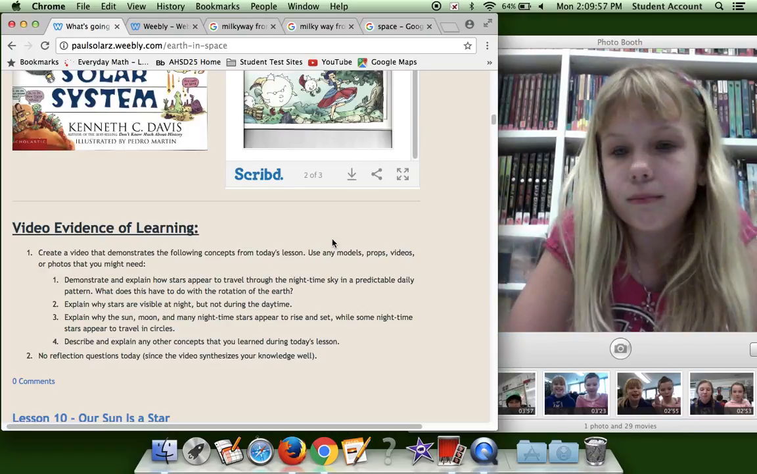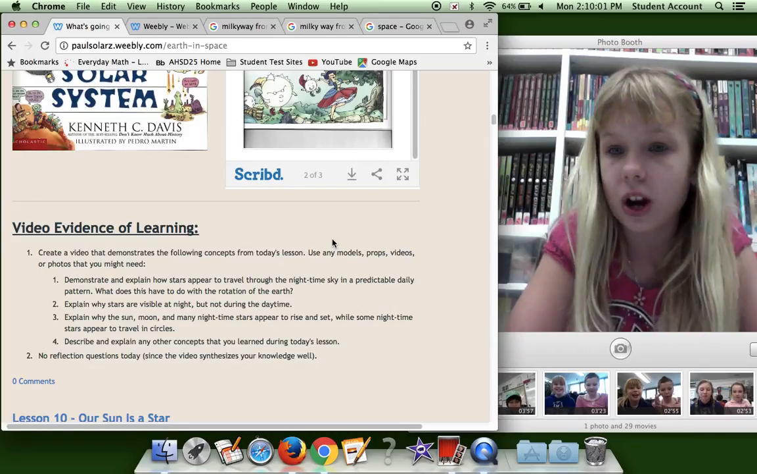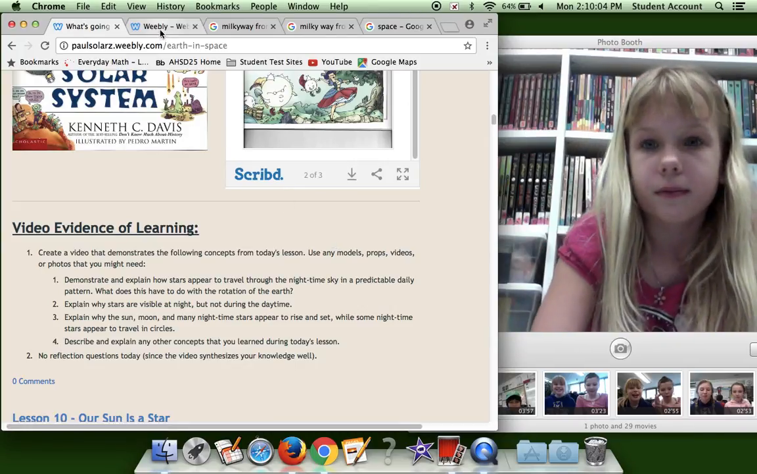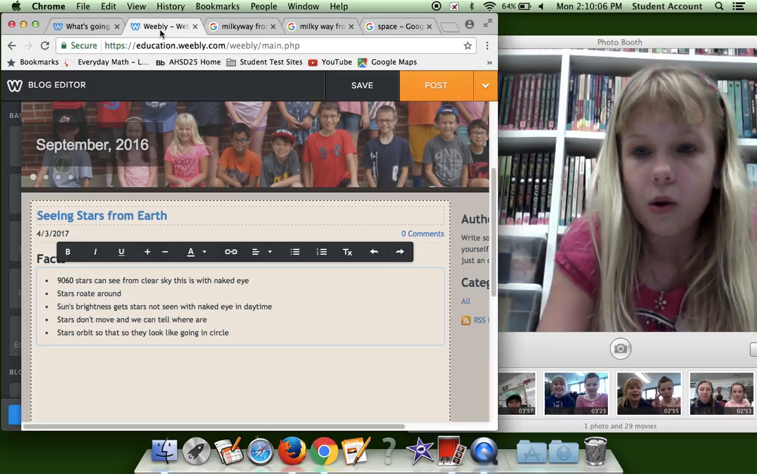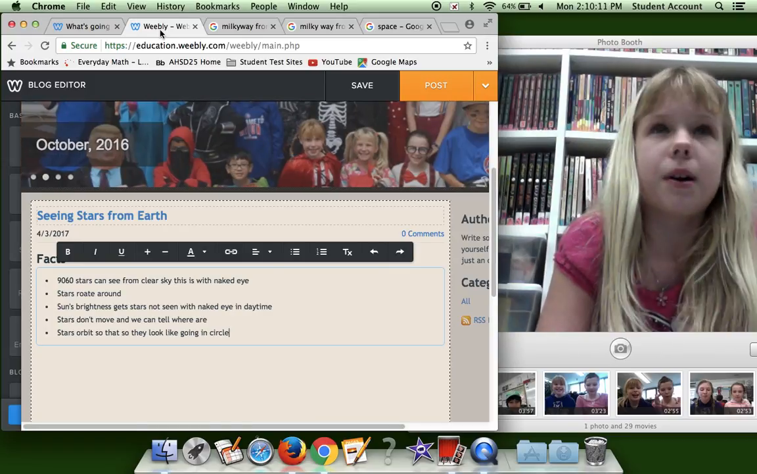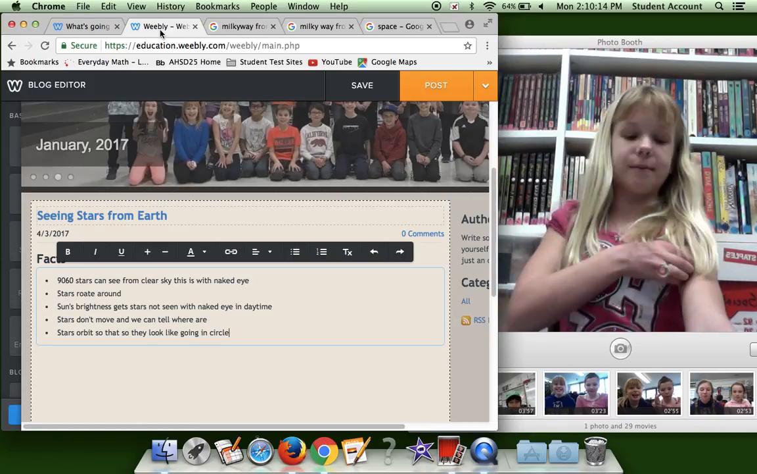Explain why the sun, moon, and many nighttime stars appear to rise and set, while some other stars appear to travel in circles. So I had put a note on this. Stars orbit, so they look like they're going around in a circle. But really, they don't move, but it seems like they do.